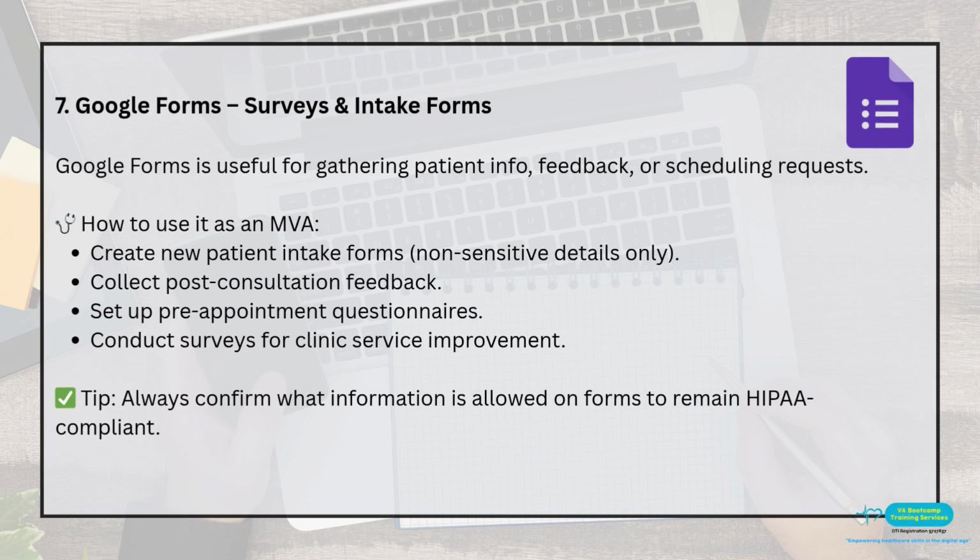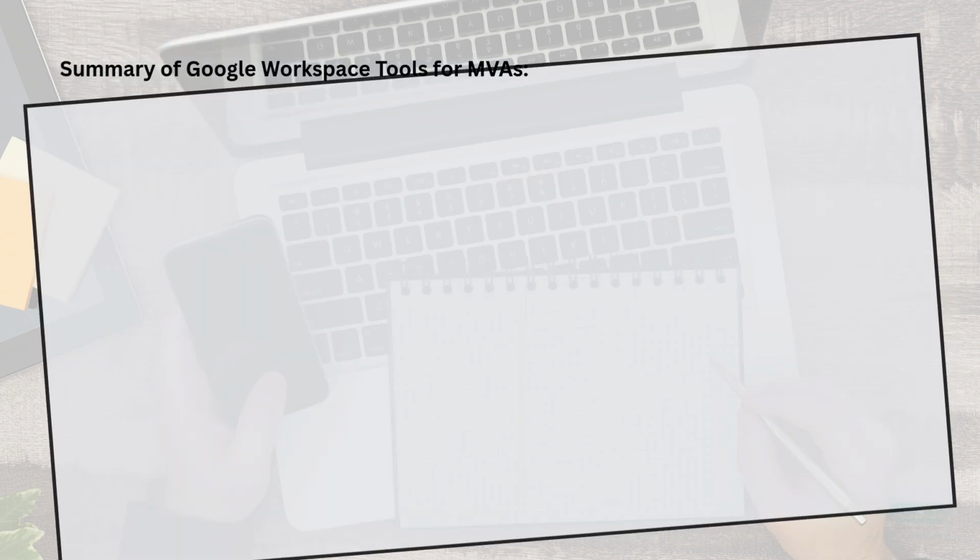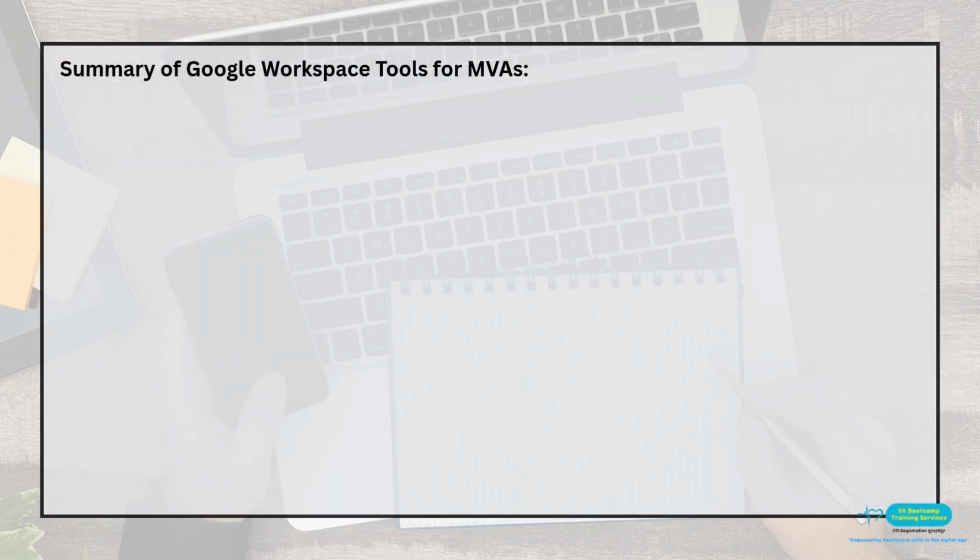Tip: always confirm what information is allowed on forms to remain HIPAA compliant. Important HIPAA compliance note: while Google Workspace can be made HIPAA compliant, it requires a business associate agreement with Google, proper security configurations and admin controls. Avoid using Google tools for storing or sharing sensitive patient health info or files unless your client's setup is HIPAA approved.